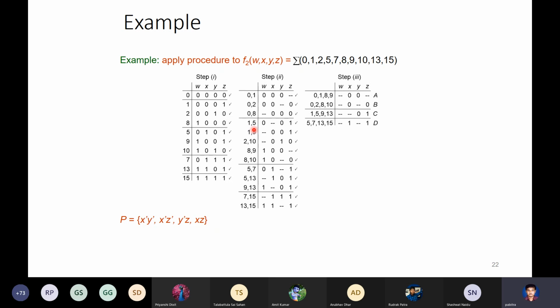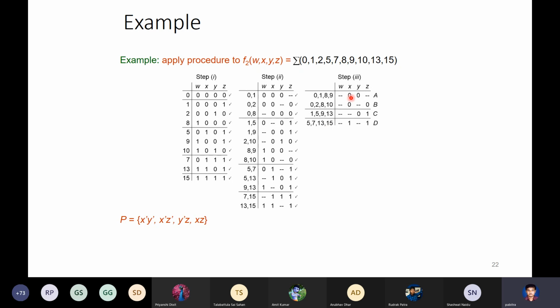Now I try to match 1, 5, 1, 9, 2, 10, 8, 9, 8, 10 with 5, 7, 5, 13. These 2 blocks I try to match. And I get only one matching pair, 1, 5 and 9, 13. The varying variable, I put a hyphen. Rest of the things I copy, I get this. Similarly, next I try to compare 5, 7, this block with this block. And only 5, 7, 13 and 15 match. I put a hyphen and I get this pattern.